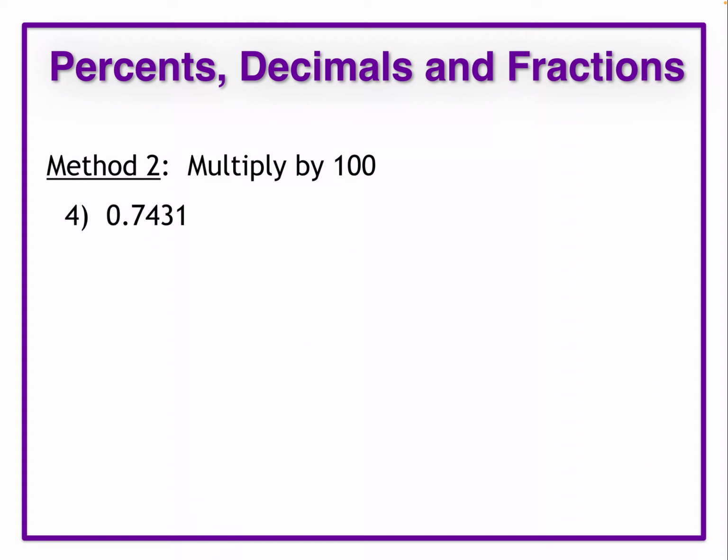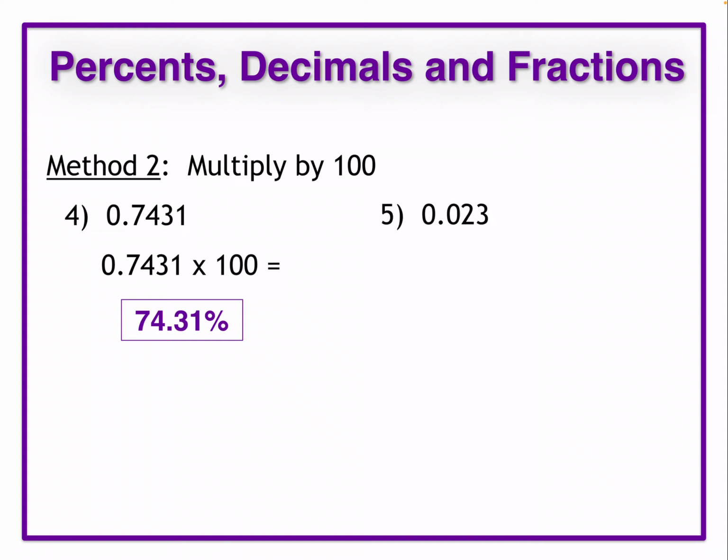Method 2 is by multiplying by 100. So if we have 0.7431, we multiply by 100, that means it's a multiple of 10. So you move the decimal point to the right the number of zeros you have. So you have to move it 2 places to the right. So your answer will be 74.31%.